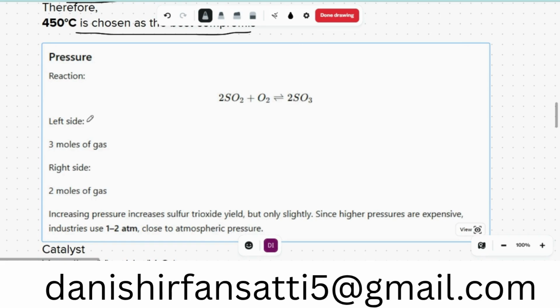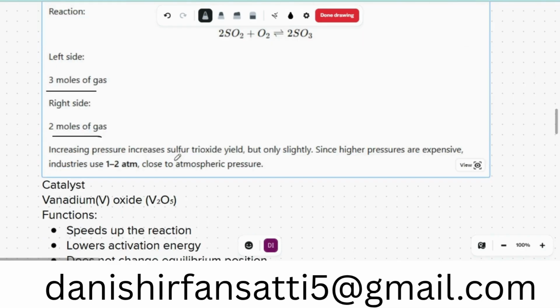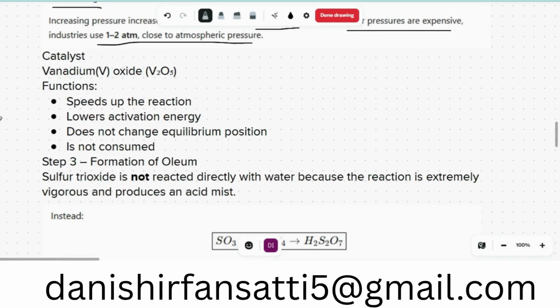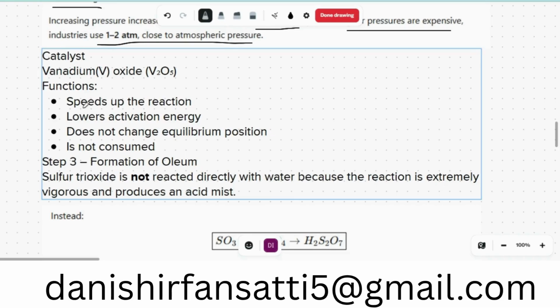For pressure, the reaction on the left side has 3 moles and on the right side 2 moles. So increasing the pressure increases the sulfur trioxide yield, but only slightly. Since higher pressures are expensive, we use 1 to 2 atmospheres. Vanadium oxide speeds up the reaction, lowers the activation energy, and does not change the equilibrium position. It is not consumed. That is the basic definition of a catalyst.